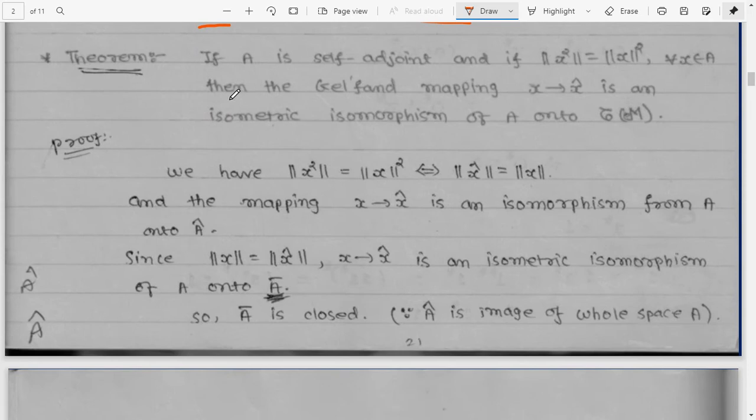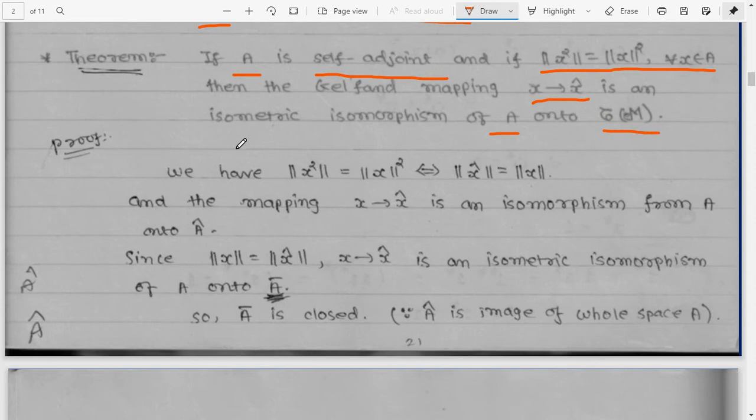The next theorem: if A is self-adjoint and if norm of x squared is equal to norm x whole squared for every x belongs to A, then the Gelfand mapping x to x cap is an isometric isomorphism of A onto C(M).